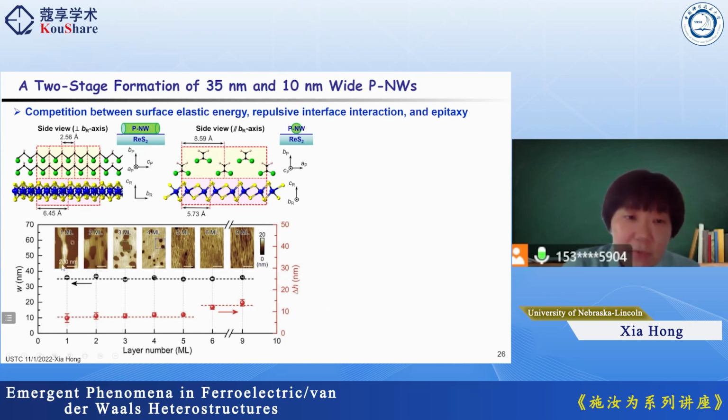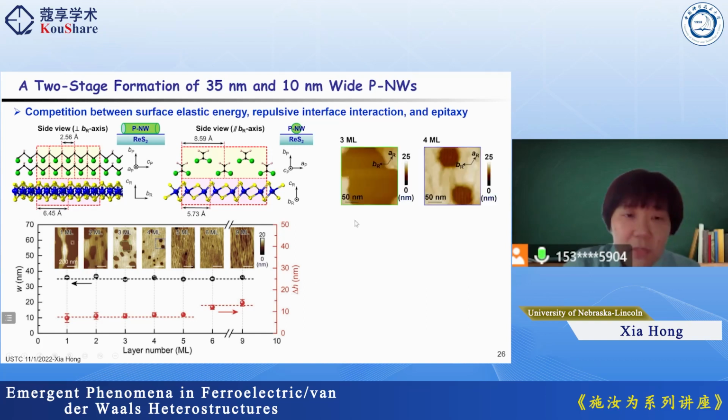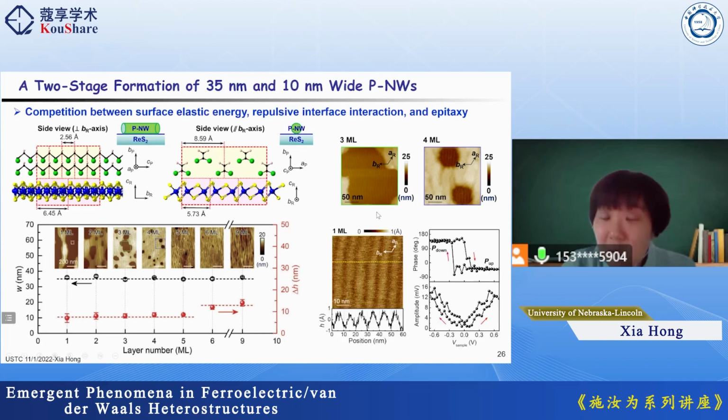What is more interesting is when you don't have enough material to spread over and cover the entire surface, you see some voids. But if you take a closer look inside, you find they're not empty. We still have PVDF inside, and it forms smaller nanowires. For those smaller nanowires, the width is around 10 nanometers, and they have an extremely small coercive field, about 0.1 volt, which can be 100 times smaller than bulk PVDF materials. So this is good for low power applications.